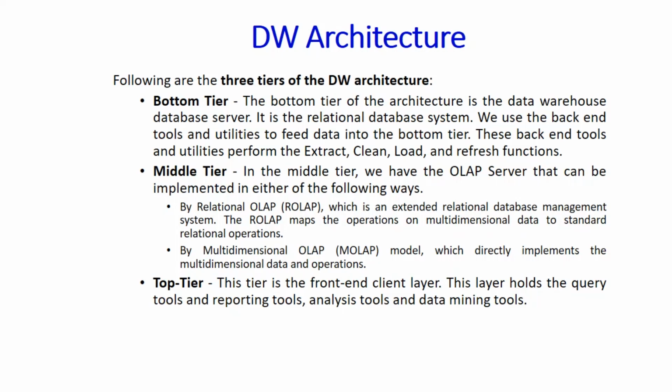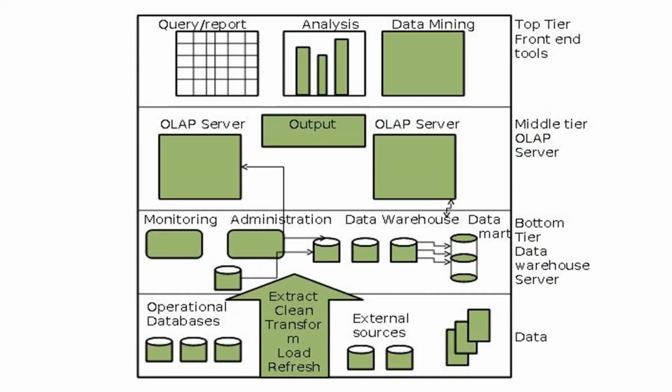Now, the middle tier. In the middle tier we have the data warehouse server, which we call the OLAP server. Why? Because we perform OLAP operations on the data in a data warehouse, and we have either the ROLAP, the MOLAP, or the HOLAP model. So relational OLAP, multi-dimensional OLAP, and HOLAP, hybrid OLAP, which is a combination of ROLAP and MOLAP. This is a simple and simplified 3-tier data warehouse architecture.